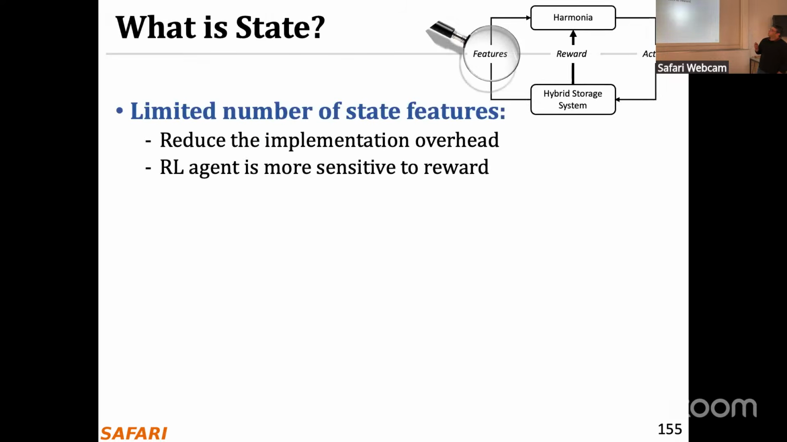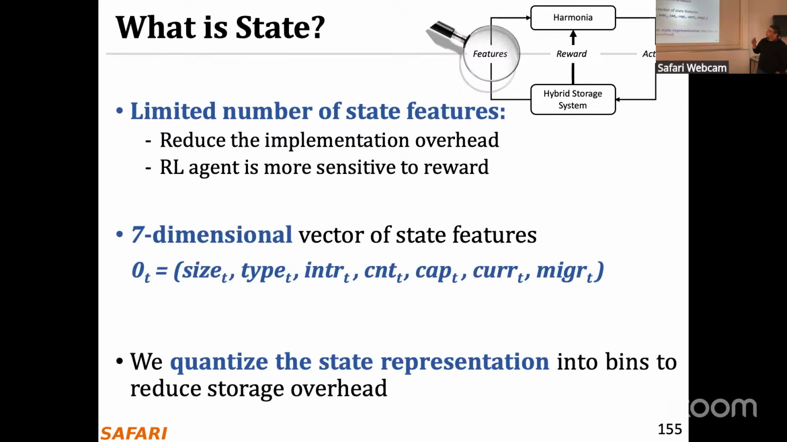In terms of state, we again have a limited number of state features. We also include some more features here, like the migration interval. This is because we want to avoid ping pong migrations. Basically, if there are two devices, your placement agent places in the fast device, but your migration agent comes and takes that page and places it in the slow device. We want to avoid those kinds of situations, so we add a migration interval feature, and we again quantize the state features.